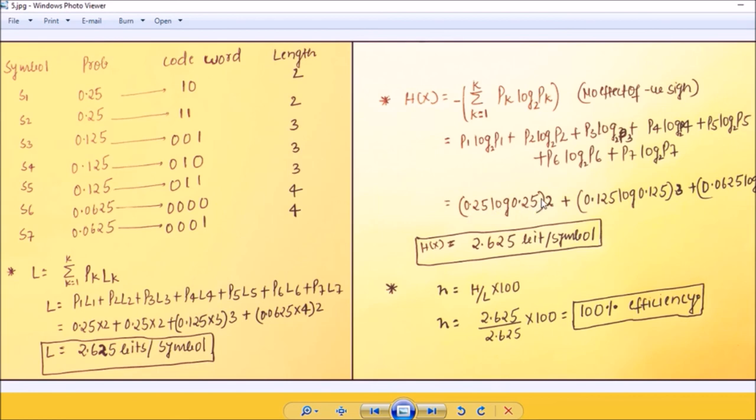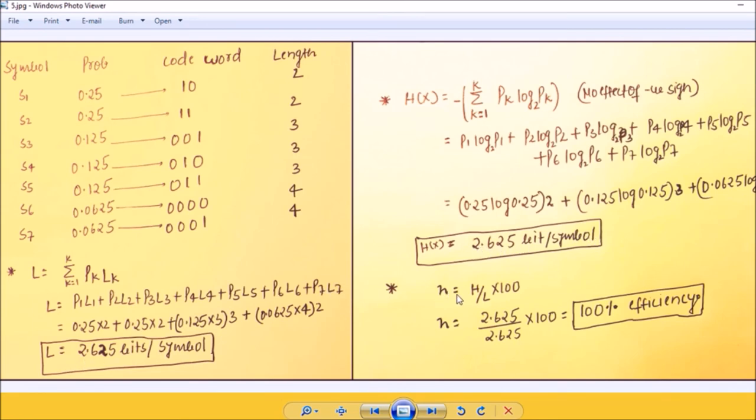Again I am repeating how to get this value with base 2. Write in your calculator log 0.25 and then divide by log 2. Then you will get the value of log 0.25 base 2. Now Hx is equal to the same 2.625 as it is L.